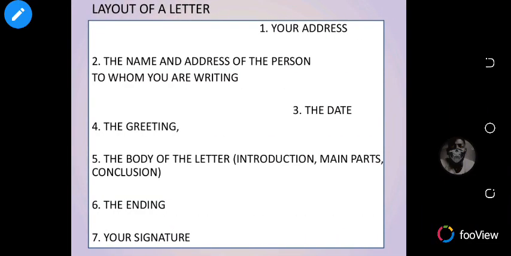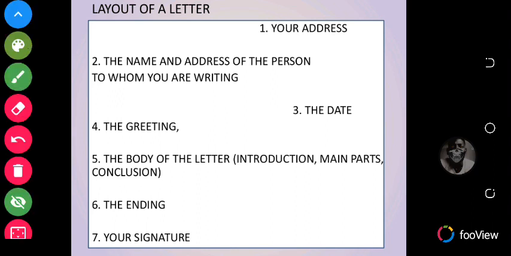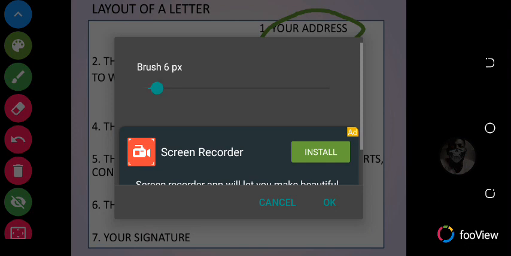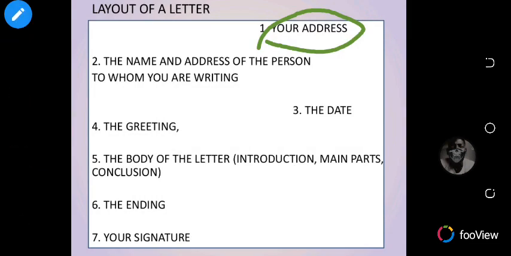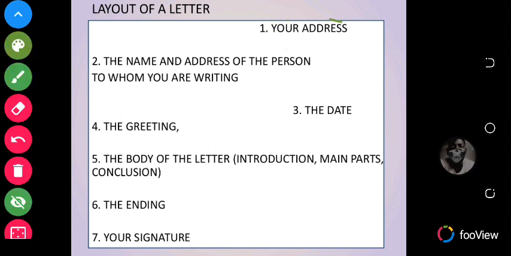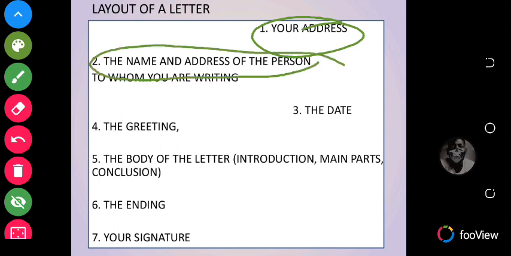So let's look at the layout of a letter. How should a letter look? Positions of items on the letter. When you take any letter, you should have your address here. The sender's address should be here, and then the receiver's address will be at this part.